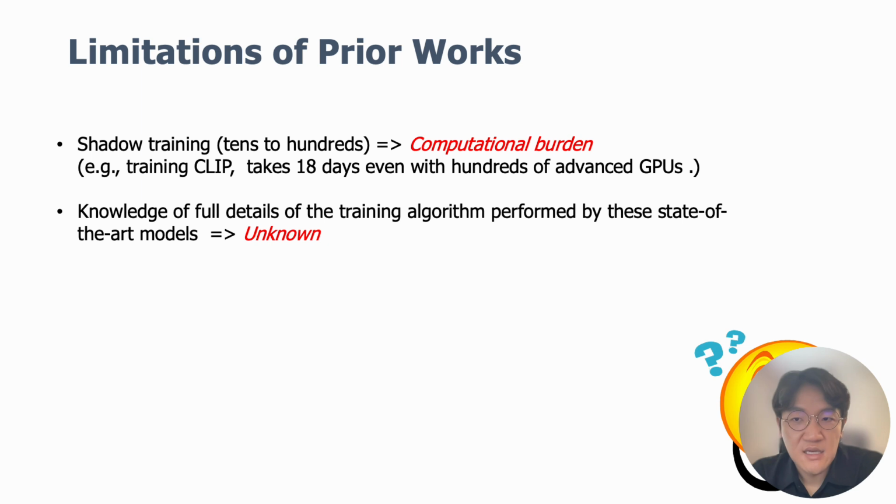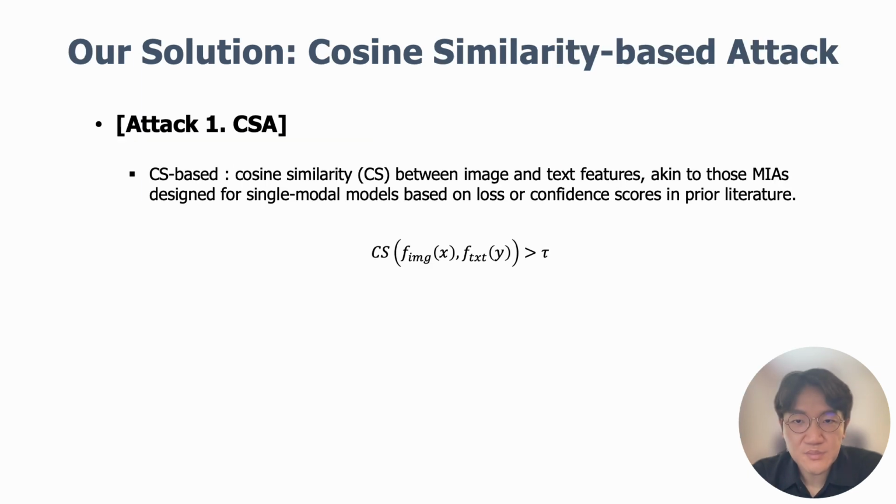For instance, shadow model training is computationally expensive. Moreover, the full details of training algorithms are often not publicly available. So we propose three attacks. The first one is the cosine similarity-based attack.